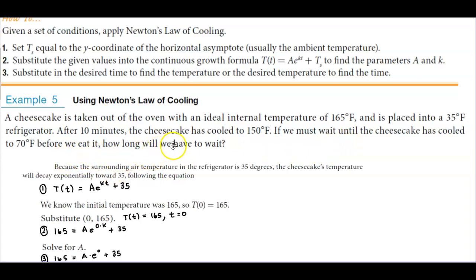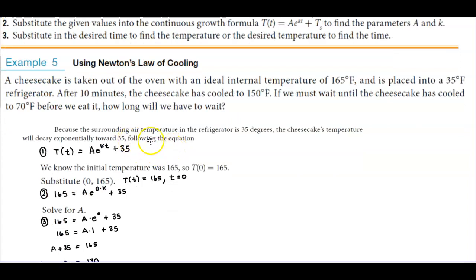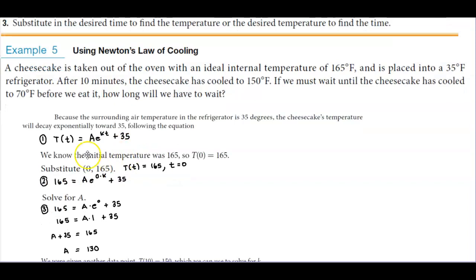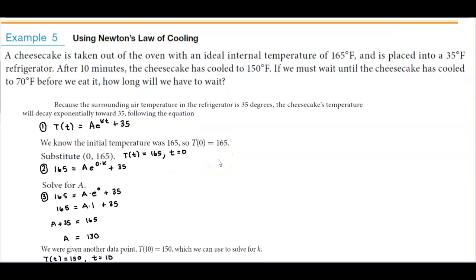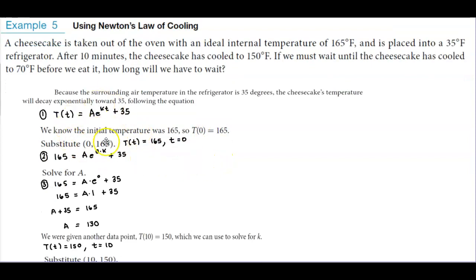If we must wait until the cheesecake is cooled to 70 degrees before we eat it, how long will we have to wait? Because the surrounding air temperature in the refrigerator is 35 degrees, the cheesecake's temperature will decay exponentially toward 35 following the equation. So now we're going to plug in Ts as 35. We know that the initial temperature was 165, so at time 0, the temperature is 165. We're going to plug those values into that function.